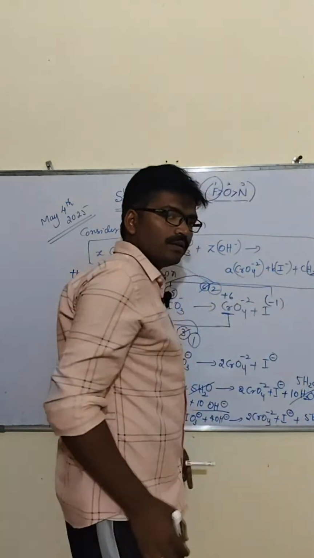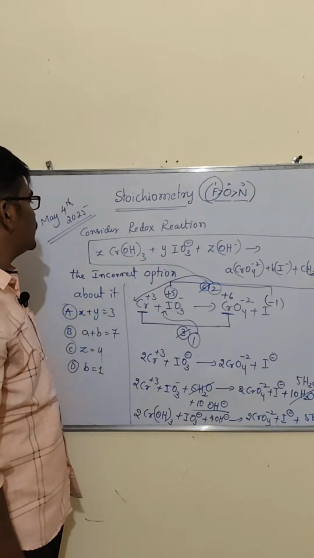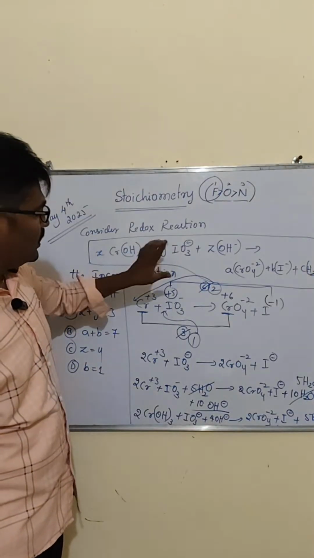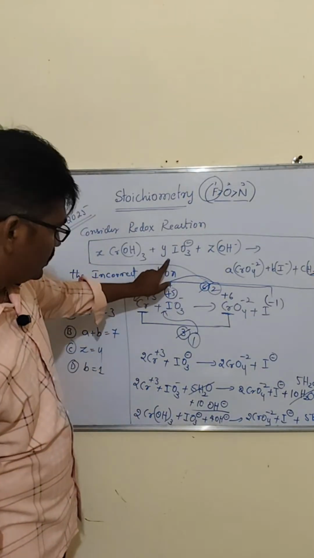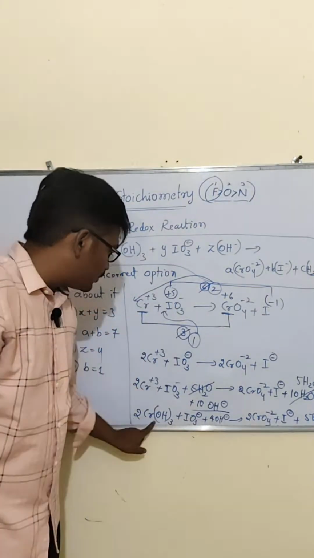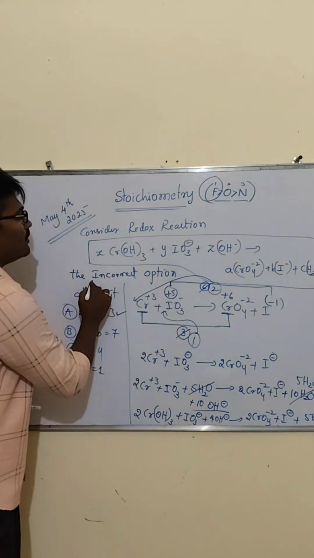This is the final answer. In this we have to check x plus y equals 3. This is x, this is y. So how much is x? 2. Then how much is y? 1. x plus y, 2 plus 1 equals 3 or not? Yes, this is correct. What do we need? The incorrect option.